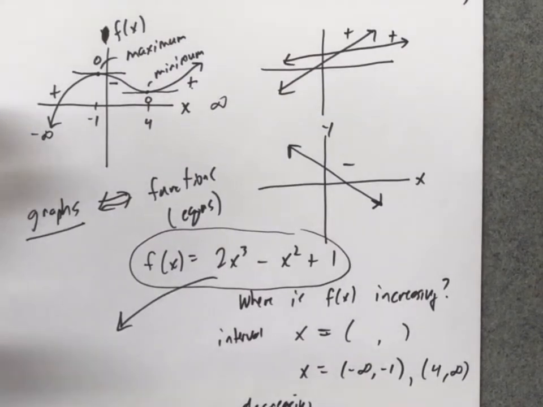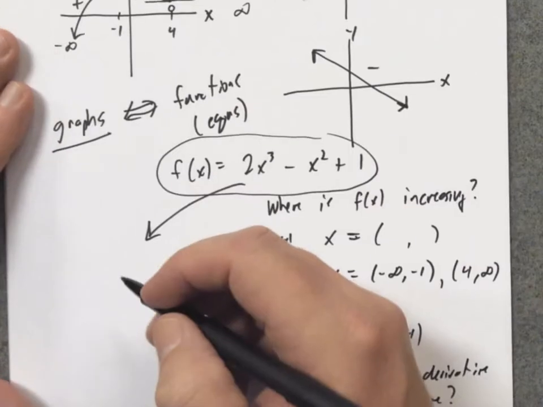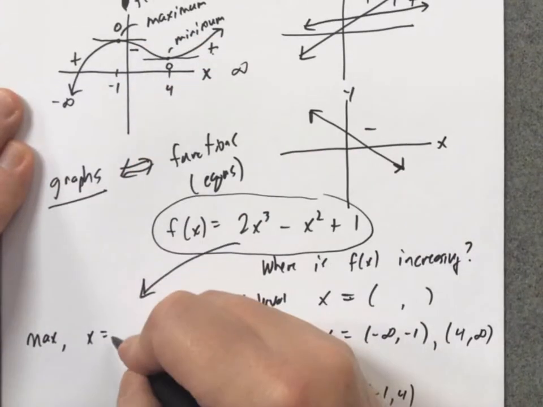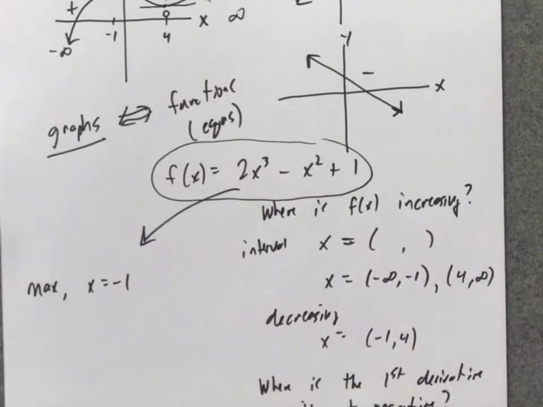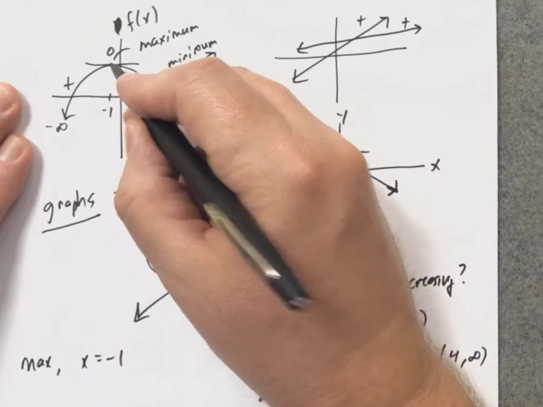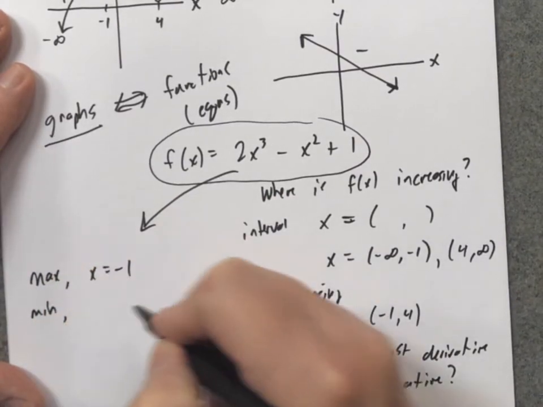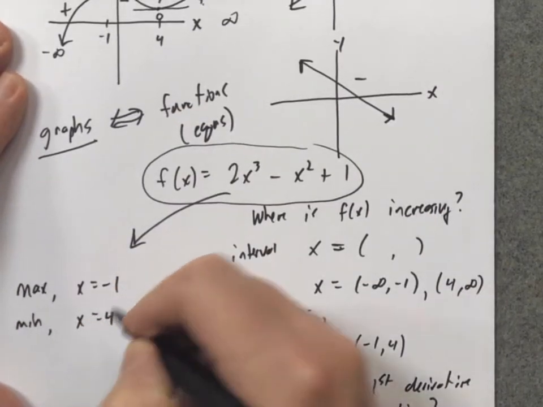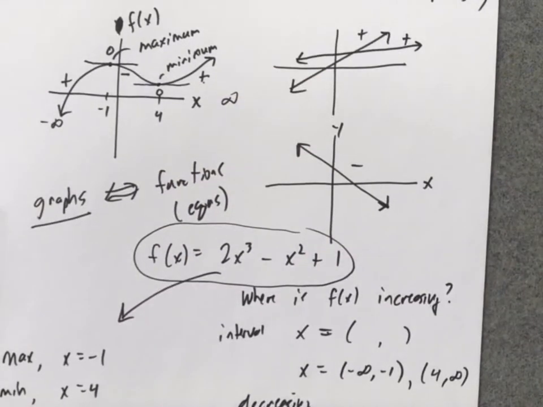Sometimes they will say, what are the values of x for any maximums, and what are the values of x for any minimums? Now, if you're looking at a graph, if we're looking at the maximum for this one, you would say, I have a maximum when x is equal to -1. So when x is -1, here's my maximum. For that graph above, I would say the minimum occurs when x is 4.